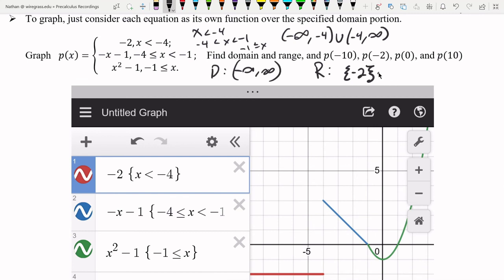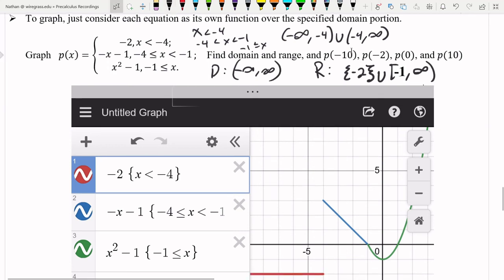And this is going to be unioned with the interval from 0, including 0, up to infinity. And this is just a fancy way of writing a set itself, the interval notation. So you union two sets. This is a set, this is a set, so you union them together. That's how you can write this range.